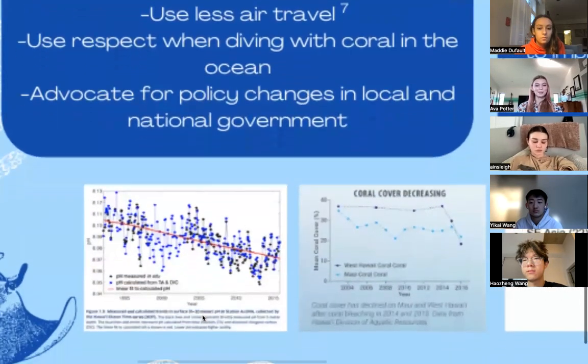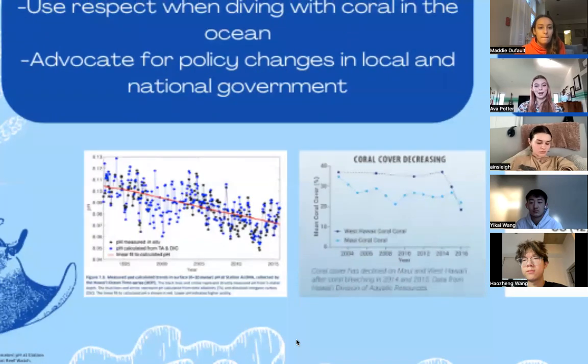We do apologize, they're a little bit blurry because we downloaded this into a PDF. But the basic gist of them is, our first one is a pH diagram, which shows the increase in acidity over time in the oceans. This one's specifically in Hawaii, but this pattern is reflected all over the world. And then our second one has a similar pattern. It shows the decrease of coral cover, which has a direct correlation to the acidity of the oceans.